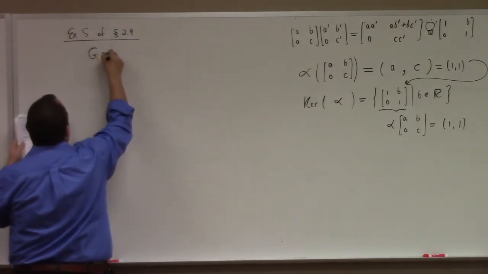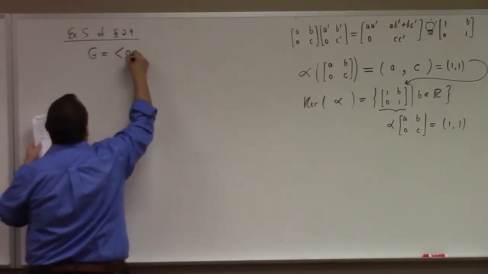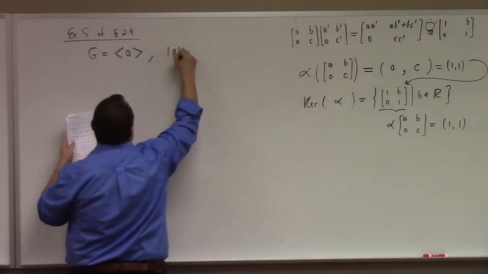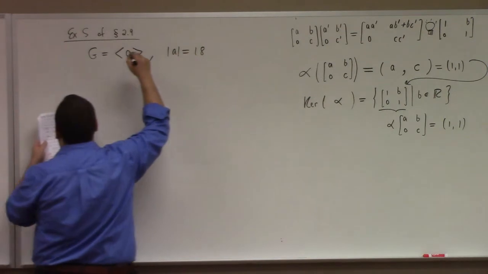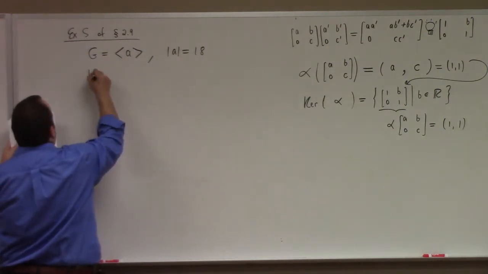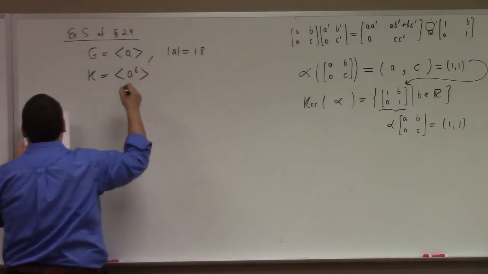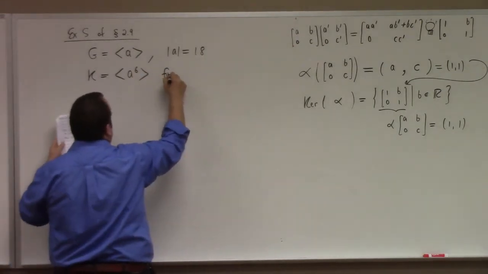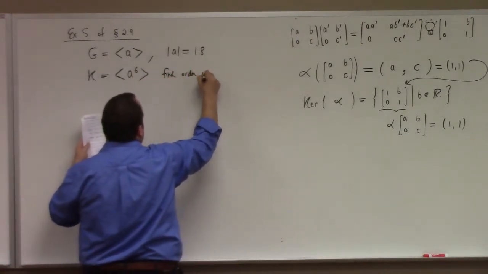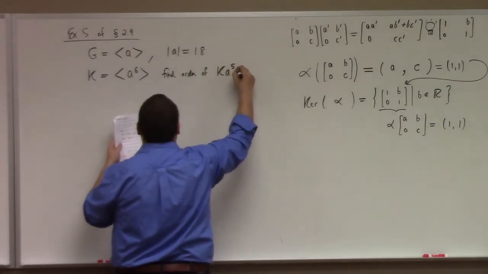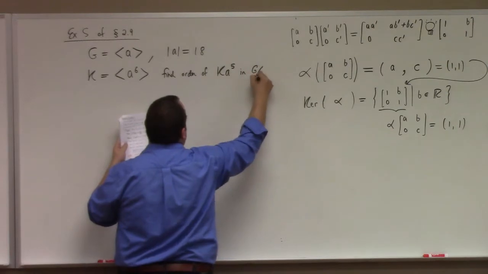So this is G equals Z_18. It'd be funny if we worked this and it gives us an insight as to how we should have worked the other problem, wouldn't it? The order of A is 18. K equals the subgroup generated by A to the 6th. We're supposed to find the order of KA to the 5th in the quotient.